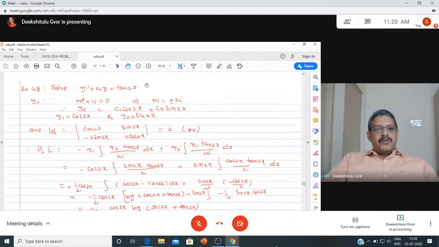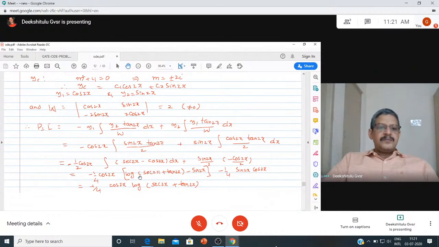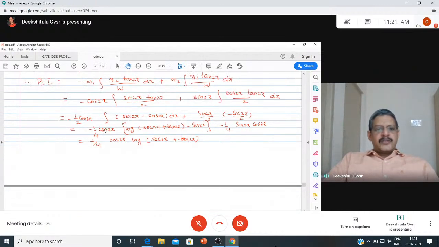Now the particular integral, using the formula, is minus y1 times the integral of y2 tan 2x by the Wronskian, plus y2 times the integral of y1 tan 2x by the Wronskian. Here y1 is cos 2x and y2 is sin 2x, and the Wronskian is 2. Taking the 2 out, we get minus cos 2x by 2 times the integral of sin 2x tan 2x, which you can write as secant 2x minus cos 2x dx.